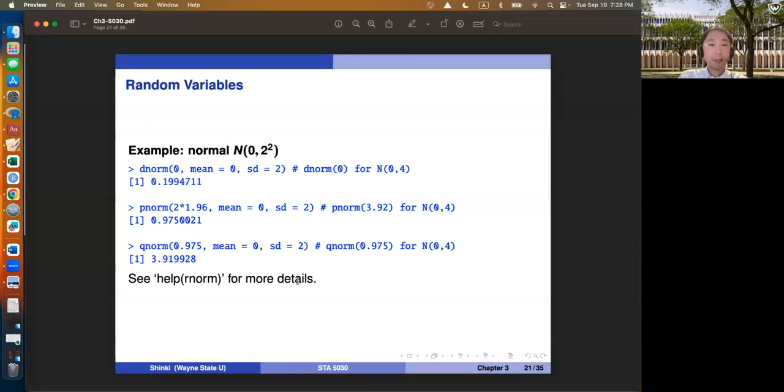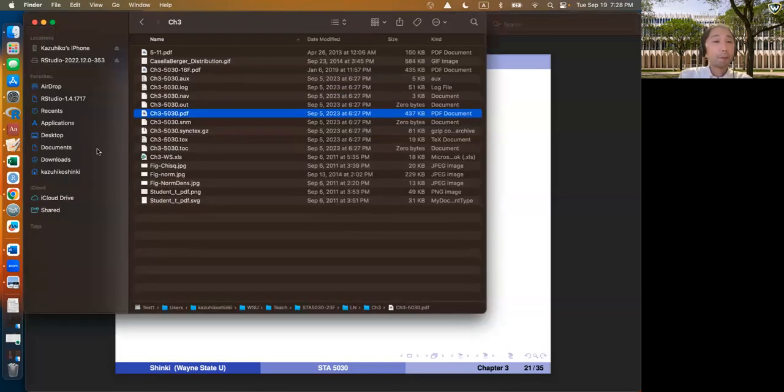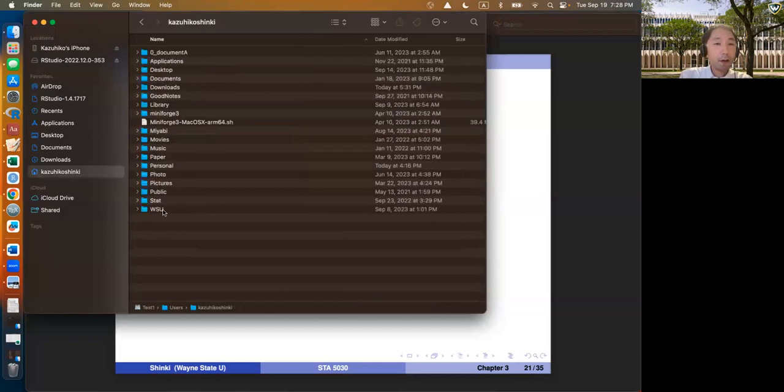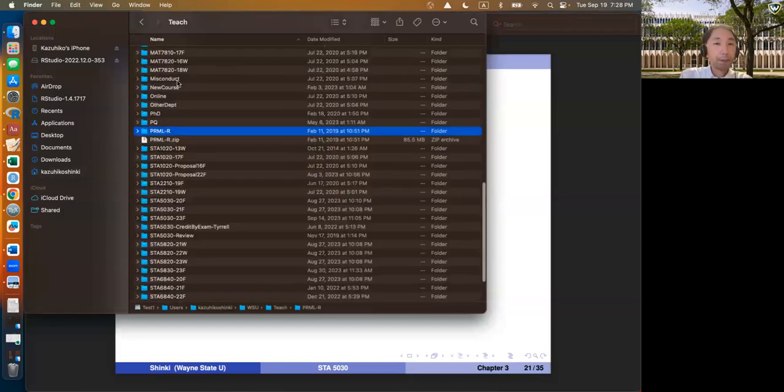Any questions? Maybe we can do some exercises, and we will do exercise 4. You can see the website, and you can find exercise 4 and also the data for that.